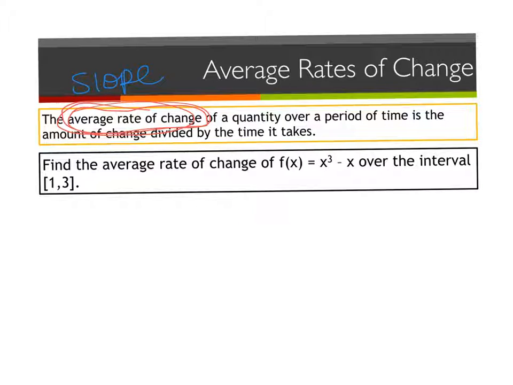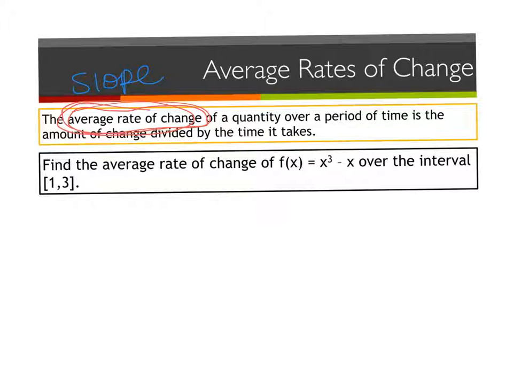So, for instance, this question here says, find the definition of it there. It's a quantity over a period of time. The average rate of change of a quantity over a period of time is the amount of change divided by the time it takes. So if we're talking about rate of change of distance, we're talking about how far we've gone divided by how long it took us to get there. That is how you calculate the slope of distance, which is always speed.